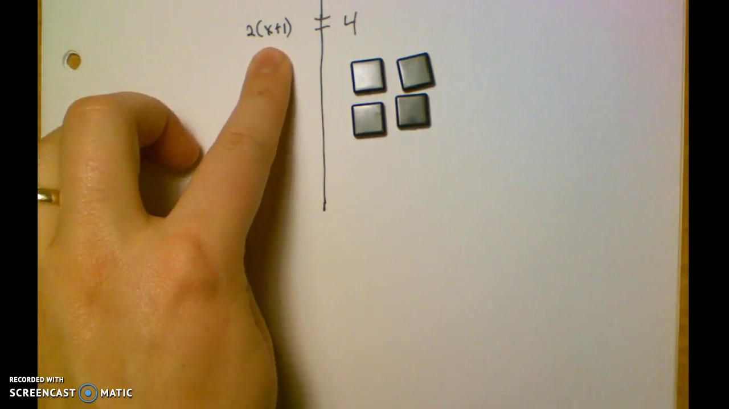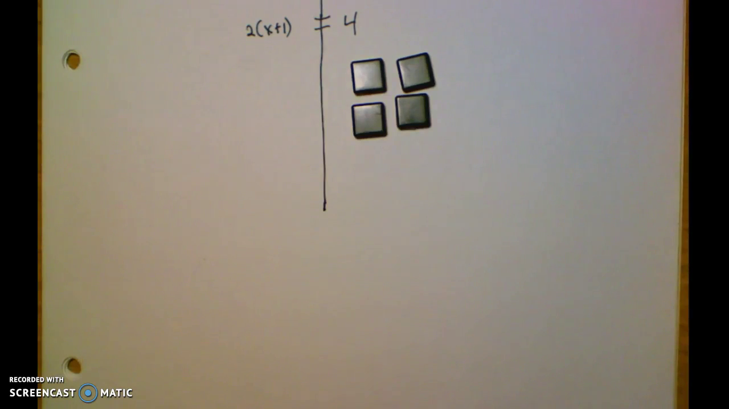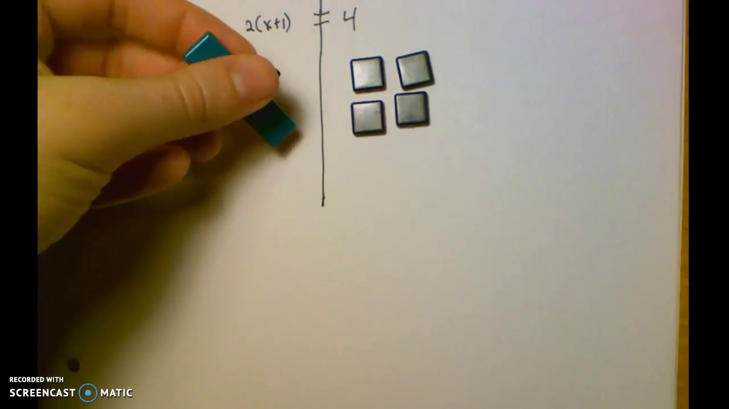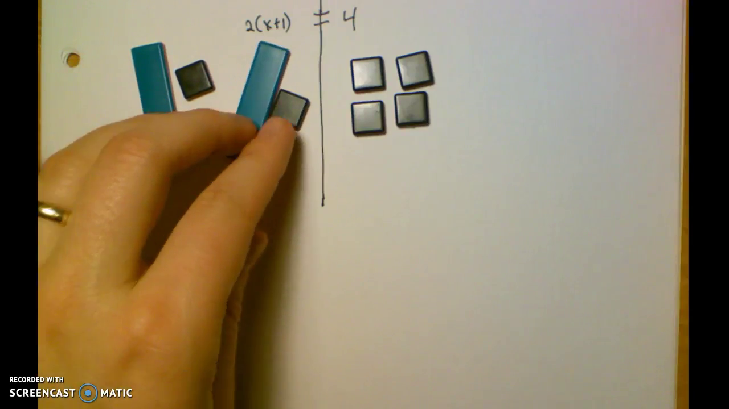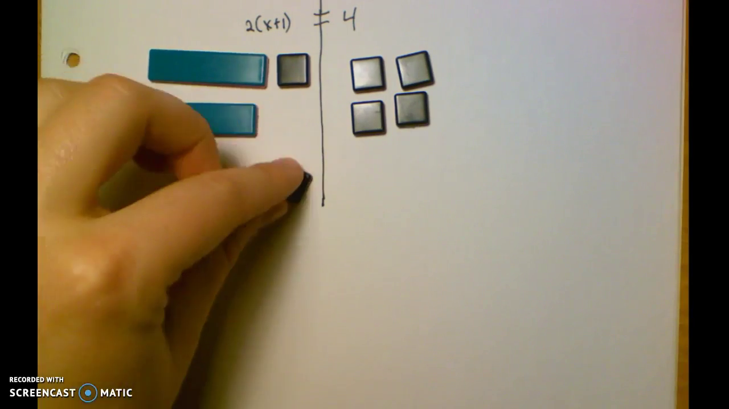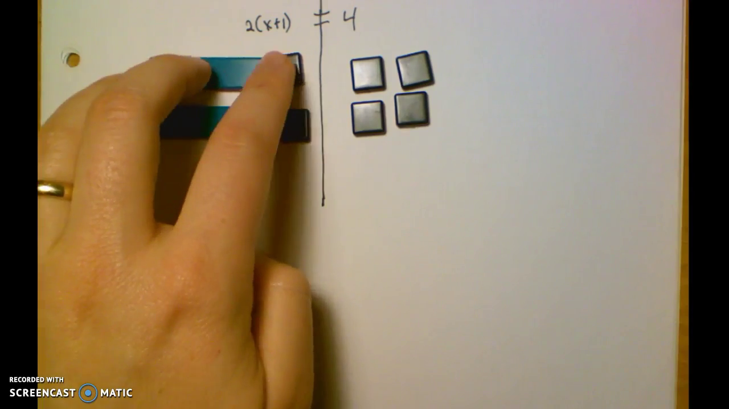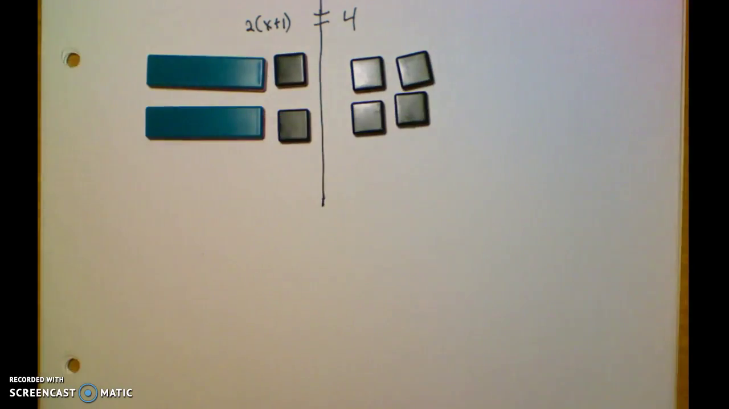And then over here I've got 2, but what do I have 2 of? I don't just have 2 x's or 2 widgets like normal. I have 2 of this whole quantity. I have 2 x plus 1s. So here's 1 x plus 1 right here, and then I have to put down 2 of those. So here's another x plus 1. If I arrange them, you can see there's an x plus 1, there's an x plus 1, and I have 2 sets of them.